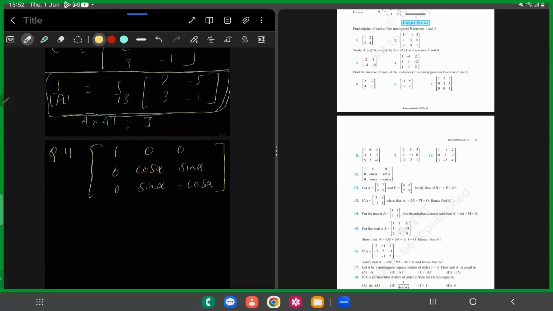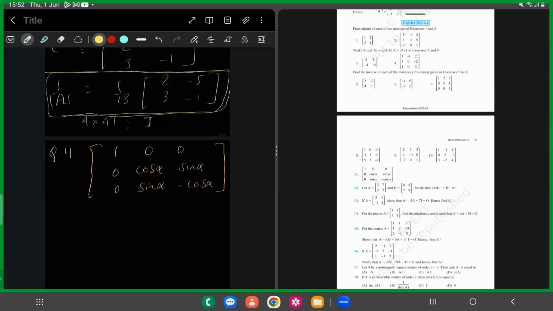For the remaining questions, like question number 8, 9, 10, you just have to repeat the same procedure. That is, you have to find the adjoint matrix like we did in question number 2, and also verify that its determinant is not equal to 0. After that, you simply do 1 by determinant of A times adjoint of A to find its inverse matrix. All right.